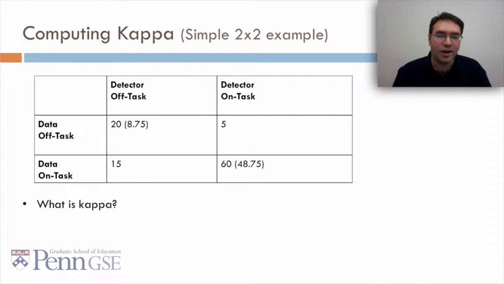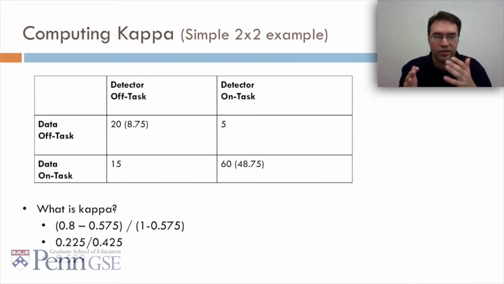So what is kappa? Kappa is the actual agreement minus the expected agreement, divided by the total possibility of agreement minus the expected agreement. In this case, 80% minus 57.5%, over 100% minus 57.5%. So in other words, kappa is 52.9%, or 0.529. So this model is 52.9% of the way from expected agreement to perfect.